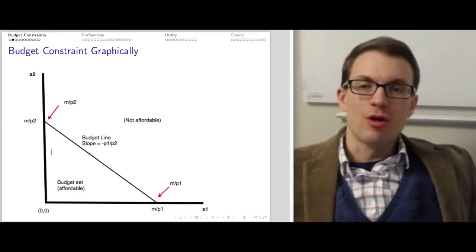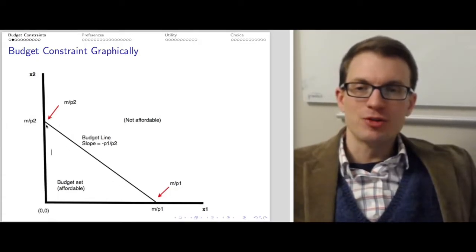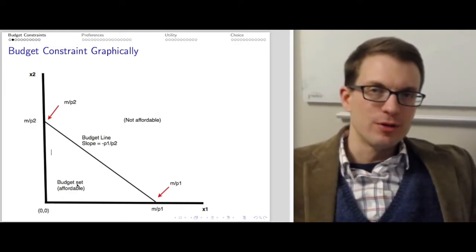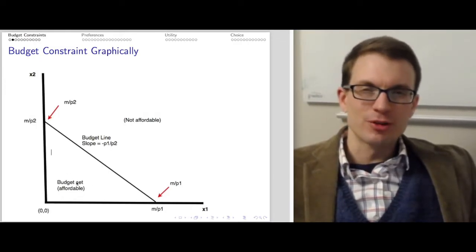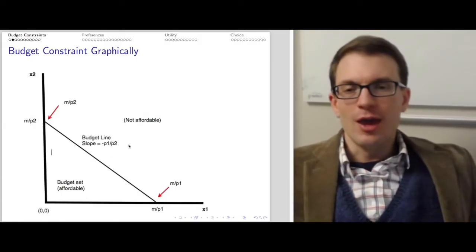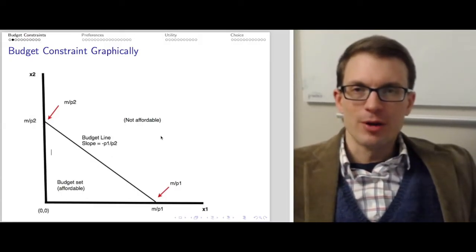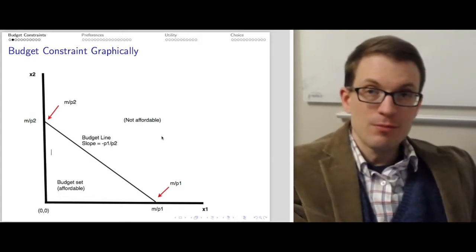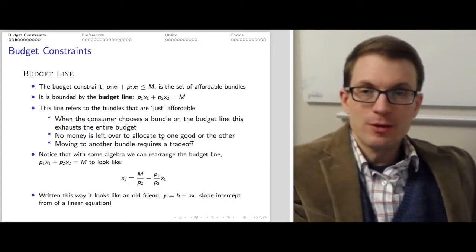And in between are all the bundles that you can just afford. The bundles lie on the budget line. Inside is the budget set. These are things that are affordable, but you're not exhausting your budget. This is a little bit like the production possibilities frontier. And then beyond the budget constraint are bundles that are not affordable. So you might like them, but you can't buy them.